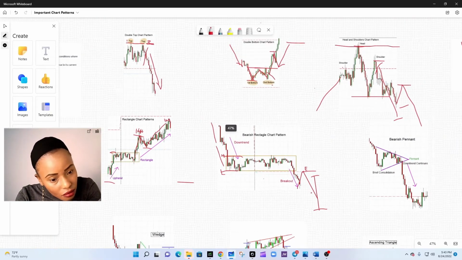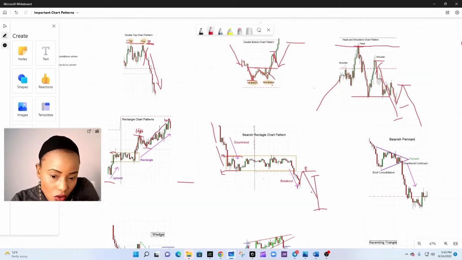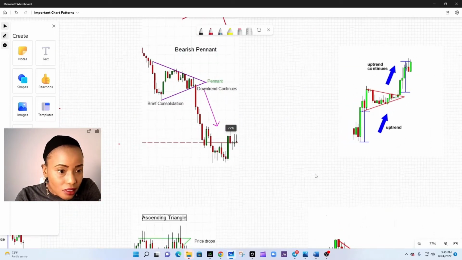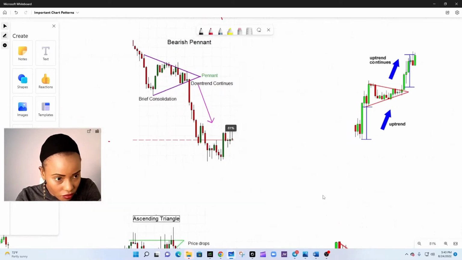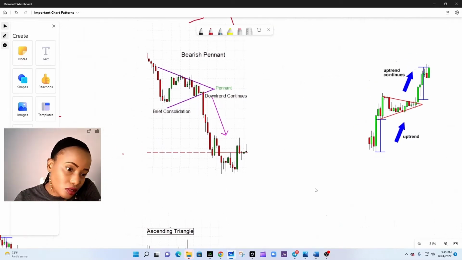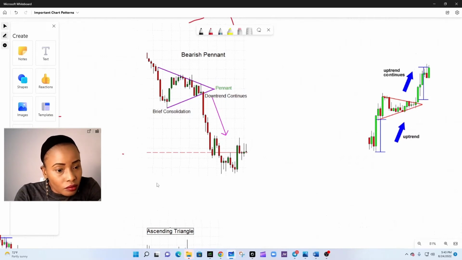So other than the rectangles, we have another chart pattern called the pennant. Let me show you the pennant. Pennants are very common. These are the most common and most profitable chart patterns you will find in a trend. So here we are, we have our pennant. This is a bearish pennant.